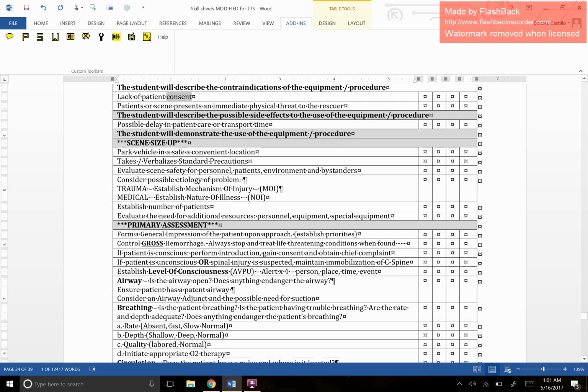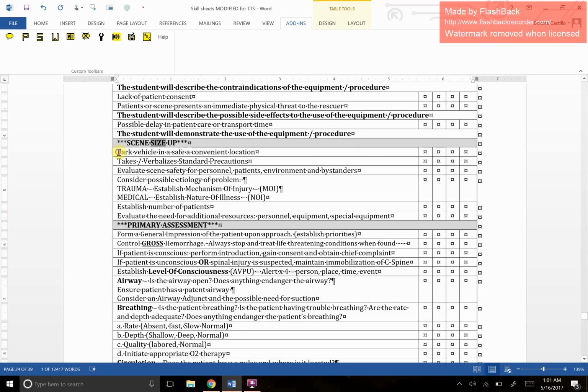Lack of patient consent. Patients or scene presents an immediate physical threat to the rescuer. The student will describe the possible side effects to the use of the equipment/procedure: possible delay in patient care or transport time. The student will demonstrate the use of the equipment/procedure.